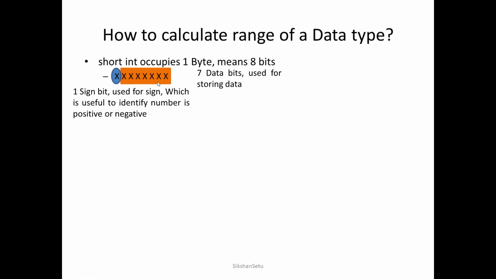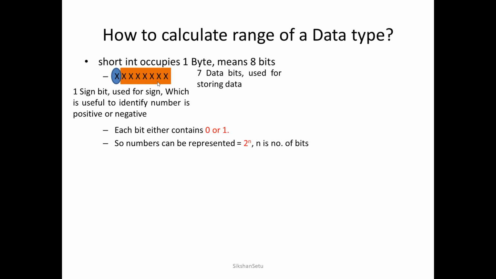So out of 8, data can be stored using only 7 bits. 1 bit is reserved for sign. It specifies whether it is positive or negative. Now each bit can contain either 0 or 1, because it is binary representation. Now if you want to identify, using those particular bits, how many unique numbers can be represented.